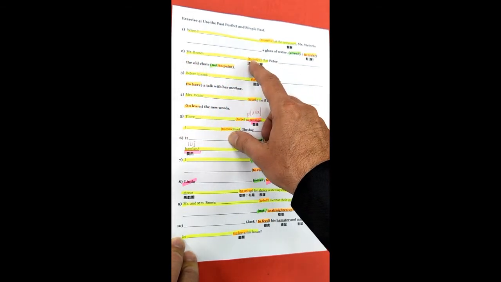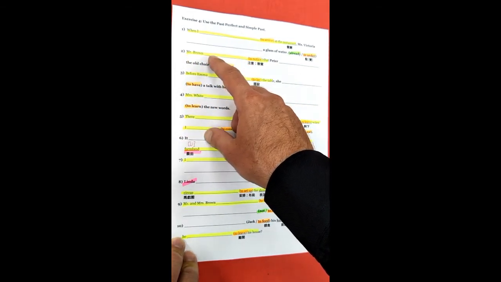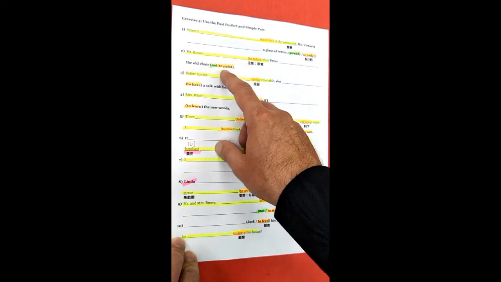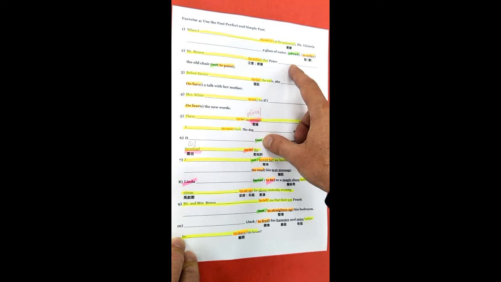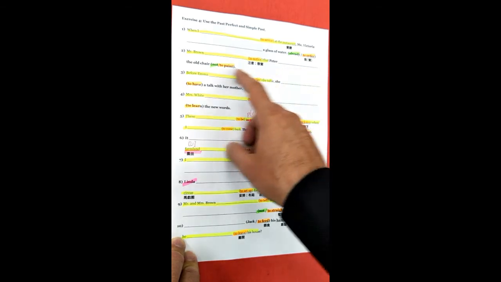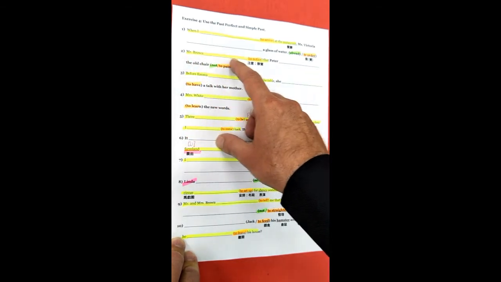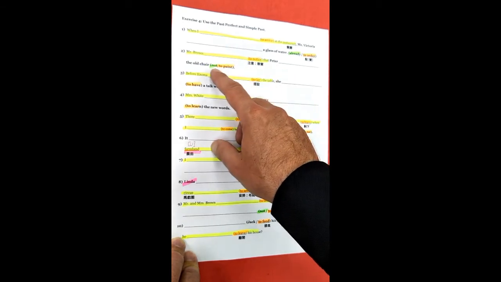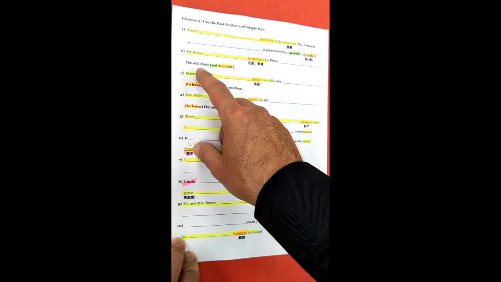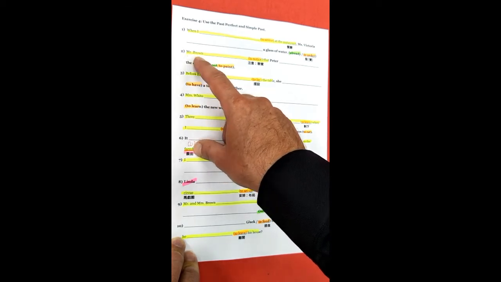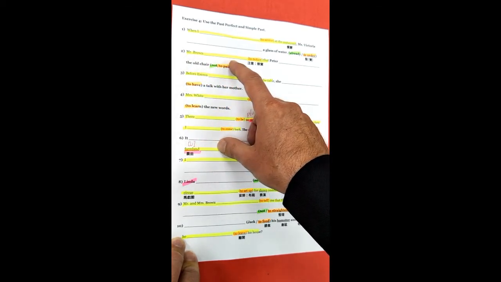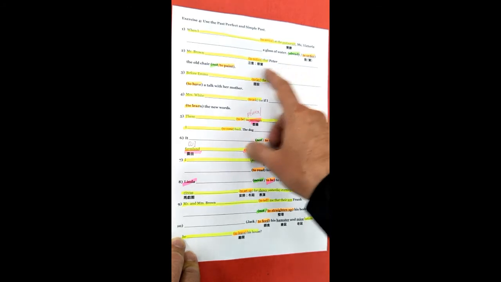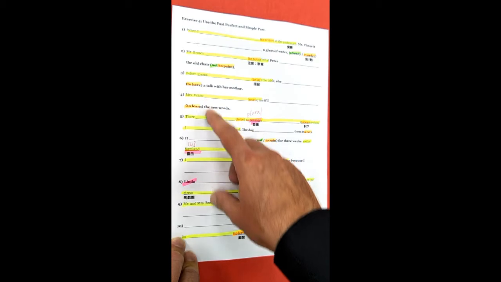2, to notice, noticed. To paint, painted. Mr. Brown noticed that Peter hadn't painted the old chair.